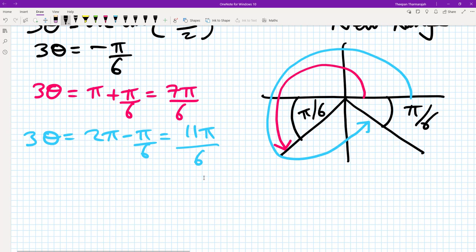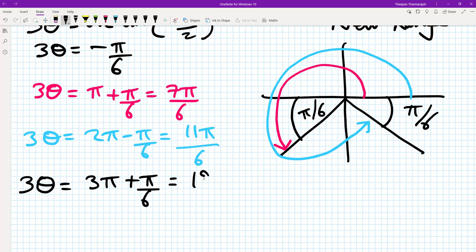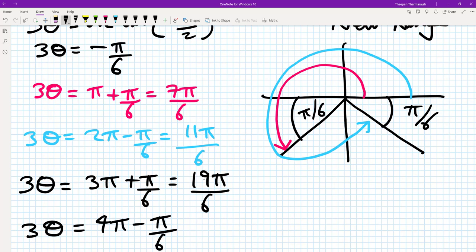But don't forget, we're going all the way to 6 pi. So when you go around the cast diagram once, that's going to be 2 pi. Then we're going to add another pi. And so we're going to get 3 pi plus pi over 6. And that will give me 19 pi over 6. And then the solution after that is going to be 4 pi minus pi over 6. So the next solution will be 23 pi over 6.